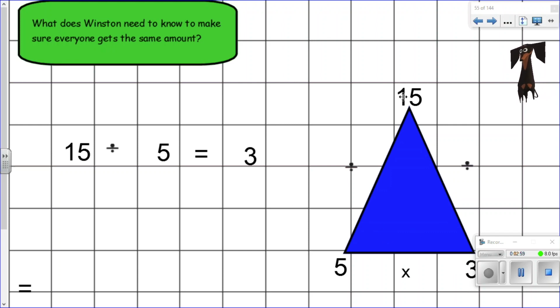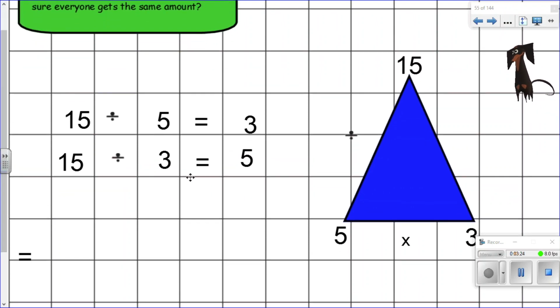And we can also do it the opposite way. So 15 divided by 3 equals 5. 15 divided by 3 equals 5.